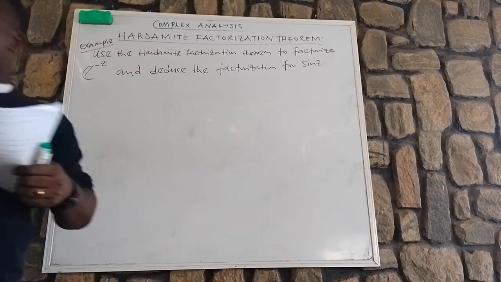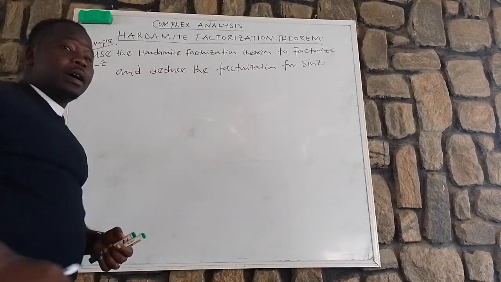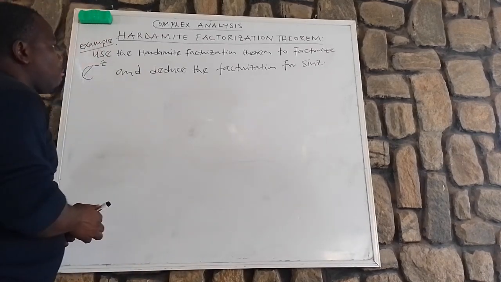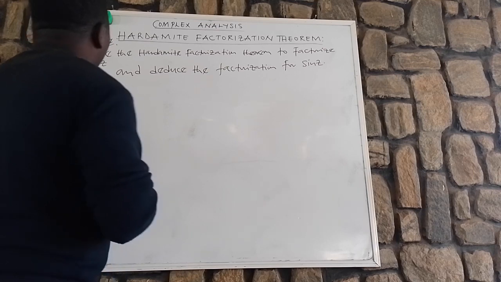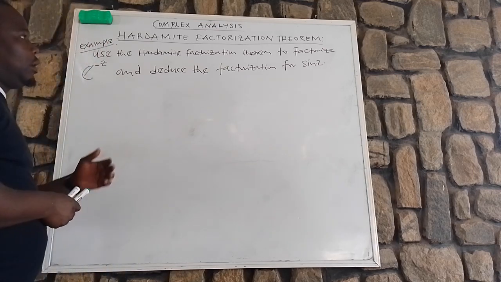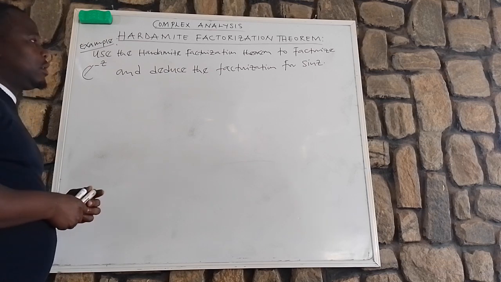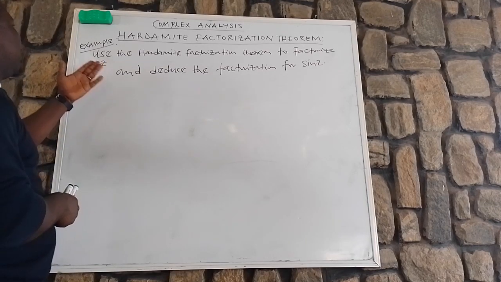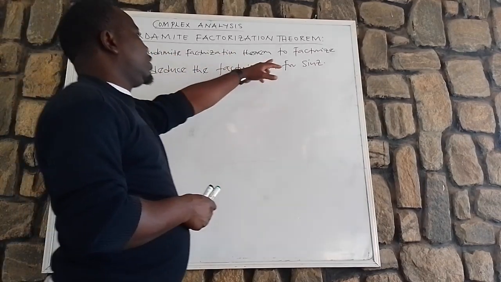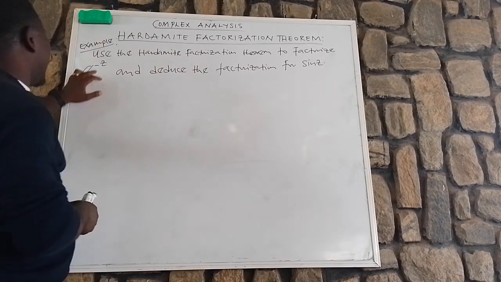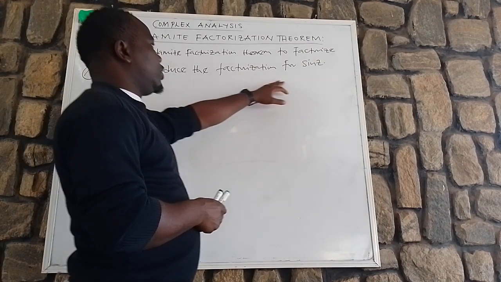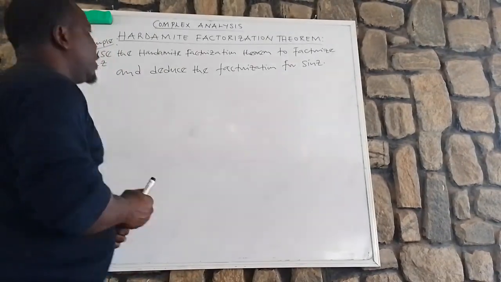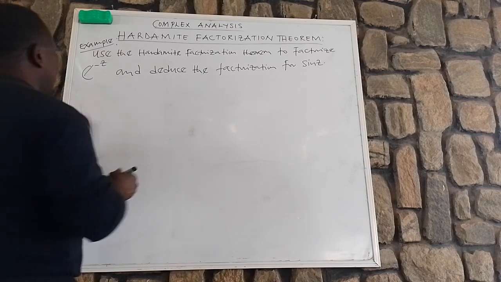It's simple as ABC. I'm going to break it down for you. Okay, so they said we should use the Hadamard factorization theory to factorize exponential minus z and deduce the factorization for sin z. What we need to do first, let's write the solution. Let's consider exponential minus z.